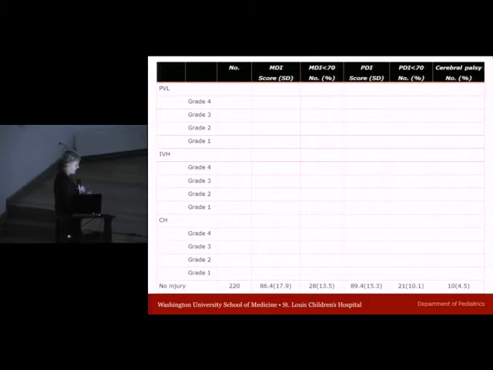So the first thing I want you to note is that there were 220 babies who did not have any grade of any injury at all, and already you can see on the Bayley 2 that their MDI score of 86 is not where you would want it to be. 28 of them, or 14%, had an MDI less than 70. This is no injury, right? And indeed 5% of them had cerebral palsy.